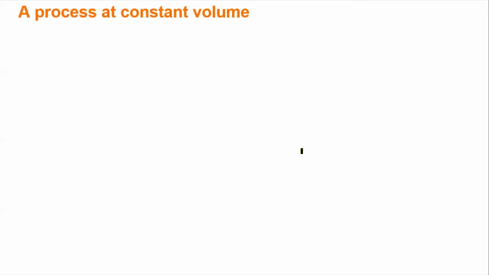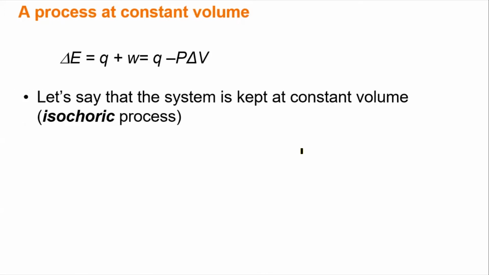So let's start out by considering a process at constant volume. Remember we said the formula, the change in energy for a system, in this case a chemical reaction, is Q plus W, heat plus work. And we said that the work is essentially minus the pressure times the change in volume, representing the expansion or compression of a gas. Now, let's say that I do an experiment where I keep the volume constant.